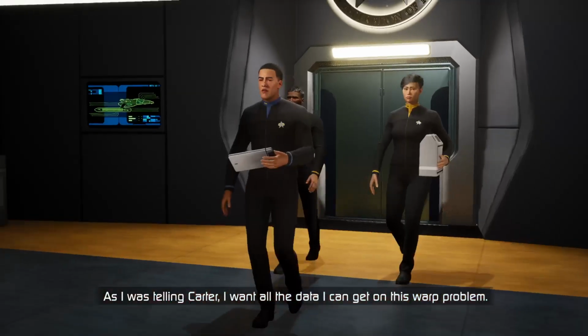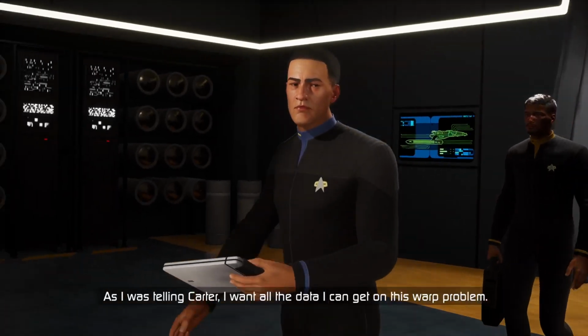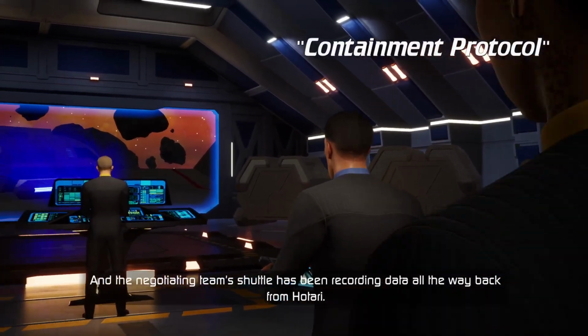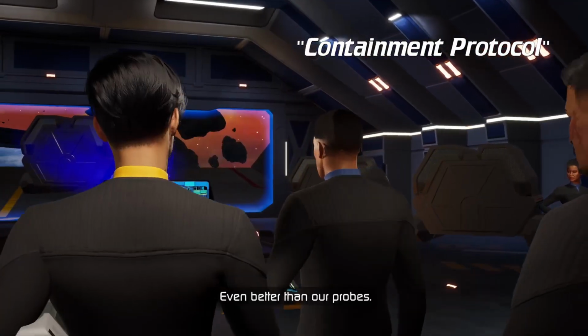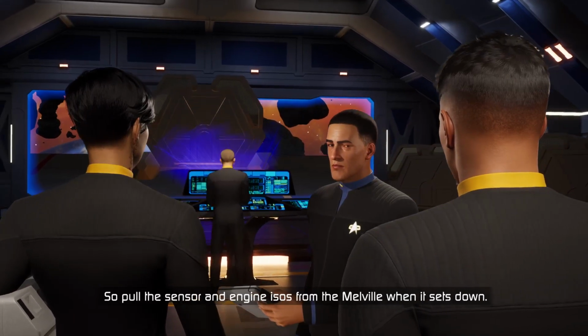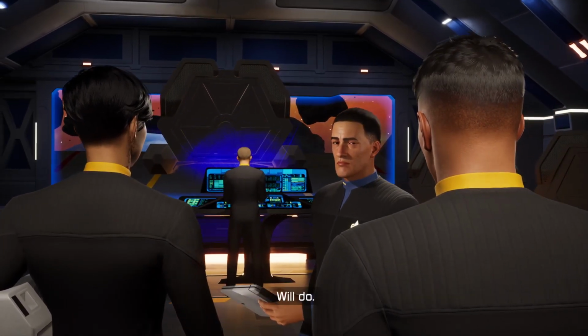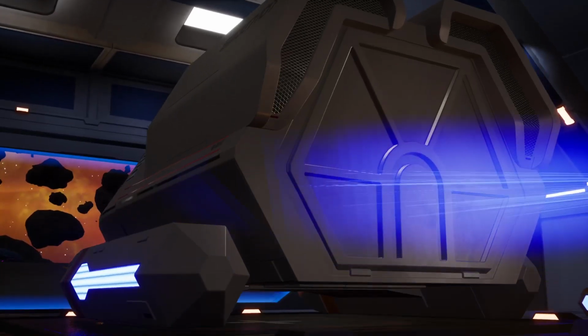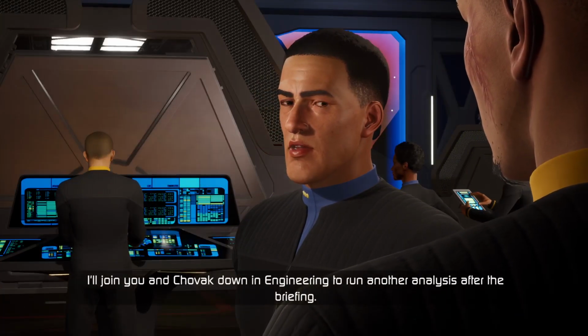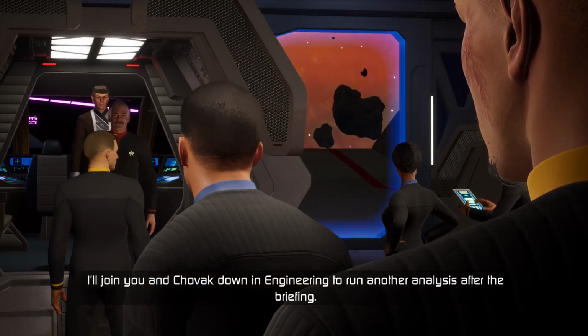As I was telling Carter, I want all the data I can get on this warp problem. And the negotiating team's shuttle has been reporting data all the way back from Tau. Even better than ours. So pull the sensor and engine ISOs from the Melbourne and send them down. Will do. I'll join you in the lockdown and engineering for another analysis after the briefing.